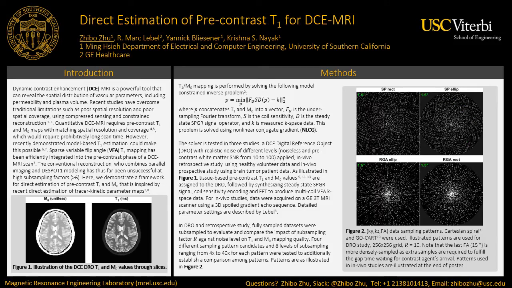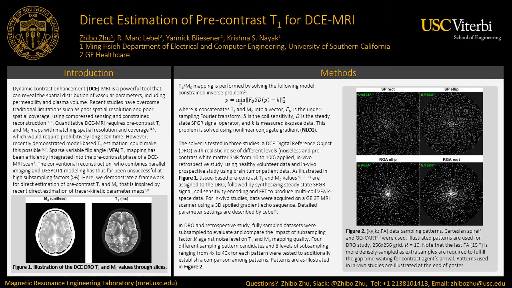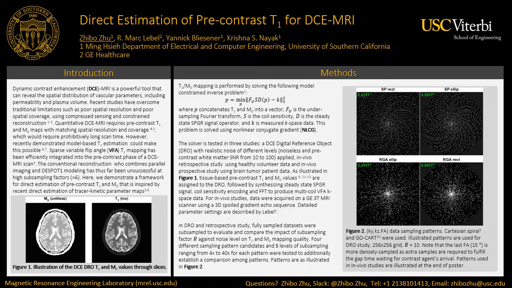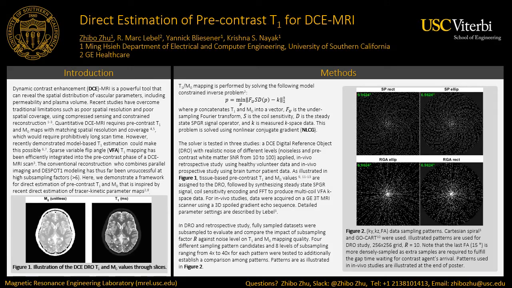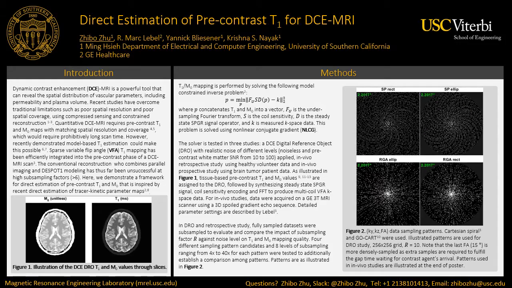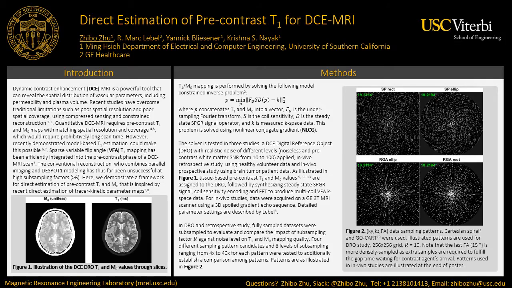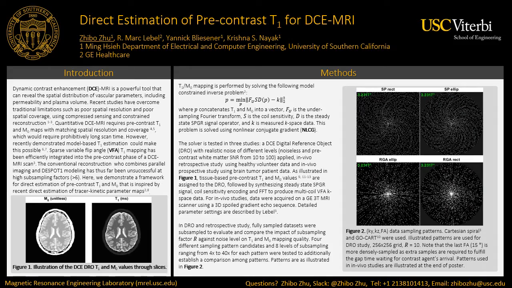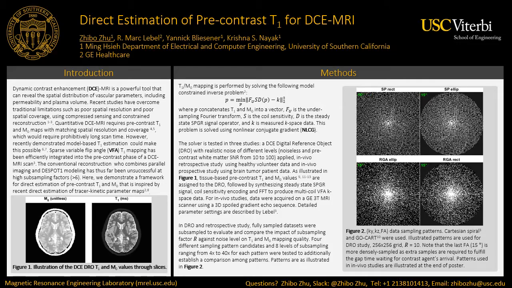For in vivo studies, data were acquired on a GE 3T MRI scanner using a 3D spoiled gradient echo sequence. In the DRO and retrospective study, fully sampled datasets were subsampled to evaluate and compare the impact of subsampling factor R against the noise level on T1 and M0 mapping quality. 4 different sampling pattern candidates and 4 levels of subsampling ranging from 4-fold to 40-fold for each pattern were tested to additionally establish a comparison among patterns. As illustrated in Figure 2, Cartesian, spiral, and gold-card patterns were used. Note that the last flip angle, 15 degrees, is more densely sampled as extra samples are required to fulfill the gap time waiting for the contrast agent's arrival.